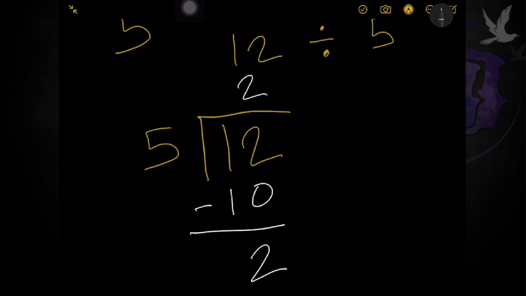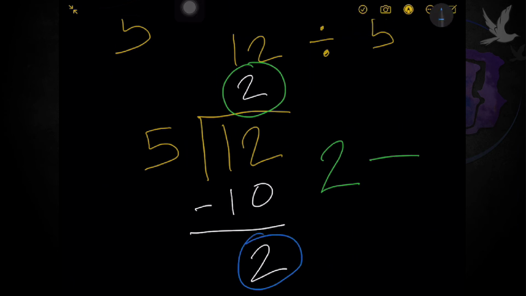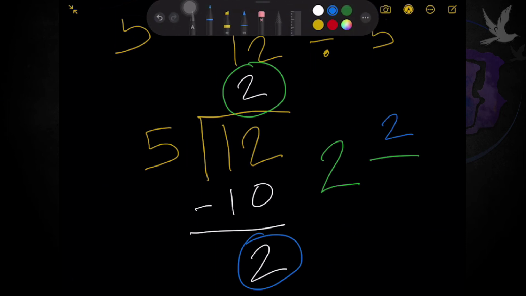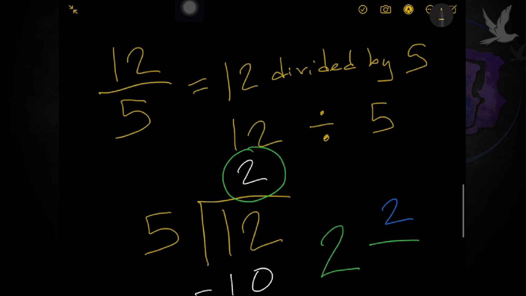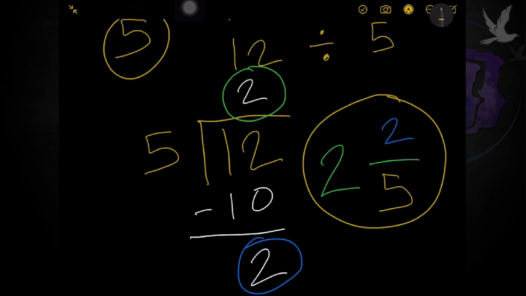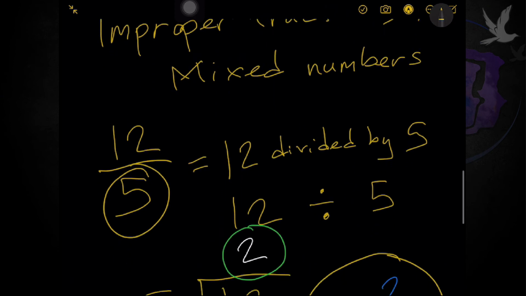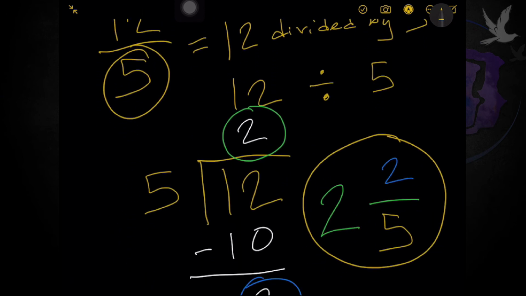Anong gagawin natin dito ngayon? You take the whole number. I mean, your quotient pala, sorry. You take the quotient and that will represent as our whole number. You take the remainder and that will represent our numerator. And obviously, yung denominator natin is just the same value, which is 5. So, converting the value of 12 over 5 into mixed numbers is equivalent to 2 and 2 over 5.